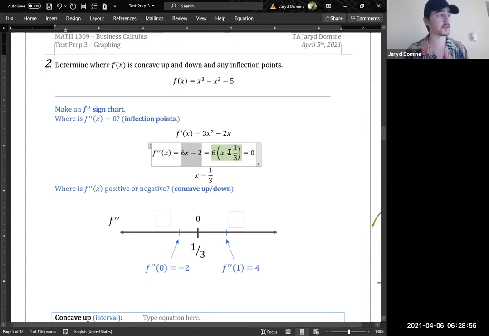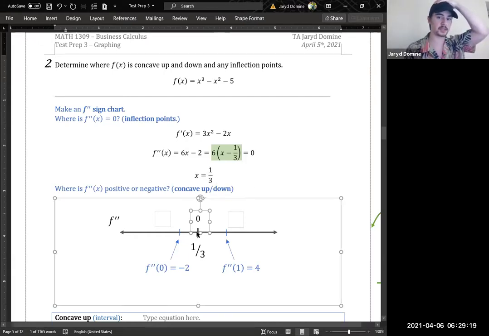All I've done here is factor out a 6 so that I have just an x by itself. The reason is that it makes it very easy to see that x equals 1/3 is the root here. If I want to make this equal to 0, I just pick 1/3. So that's how I get 1/3, where the second derivative equals 0. I'm going to mark that on my sign chart right here in the middle. The other question is, where is it positive or negative? I'm going to show you a different method.